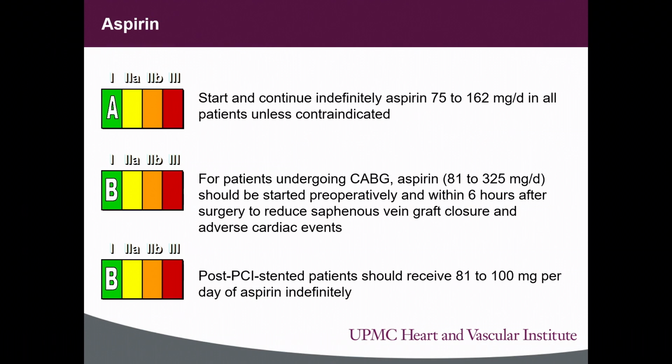Next, recommendations for patients who are undergoing CABG: aspirin 81 to 325 should be started preoperatively and within 6 hours after surgery to reduce saphenous vein graft closure and adverse cardiac events. And also keeping in mind that those patients have coronary artery disease. And then in the post-PCI stented patients, they should receive 81 to 100 milligrams per day of aspirin indefinitely.